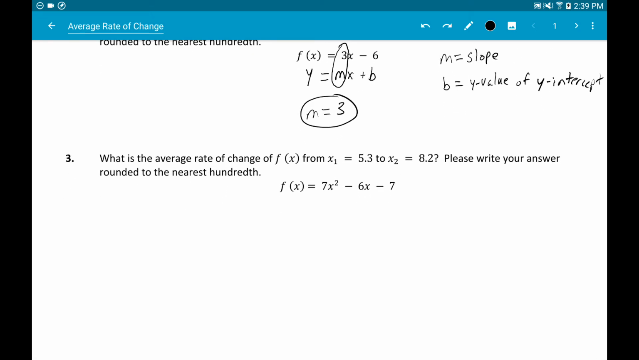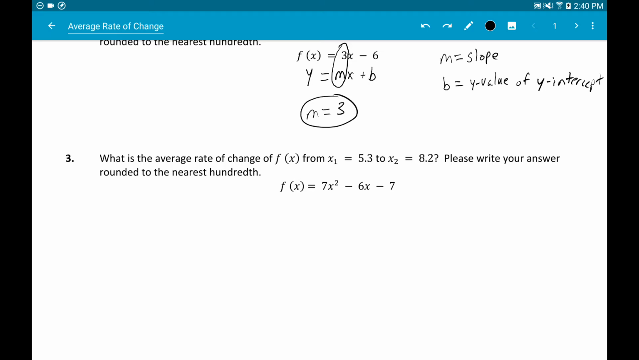Alright, and the last question here is going to be a little bit more work. So find the average rate of change from x sub 1 equals 5.3 to x sub 2 equals 8.2. And they give us the function 7x squared minus 6x minus 7. Well, this has a squared on it, x squared. This is called a quadratic function. So it's not a line. So you're not going to be able to do like you did in number 2 and just immediately pull the slope off of it. You're going to actually have to do some work here to calculate the slope.